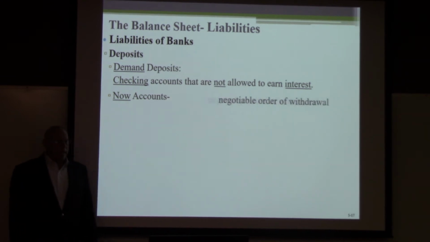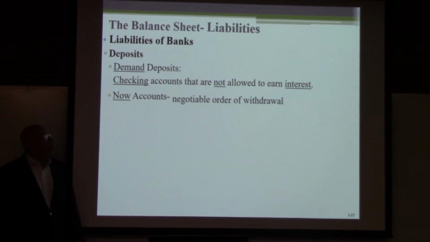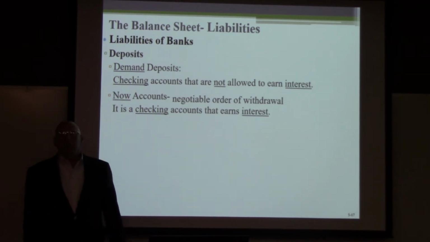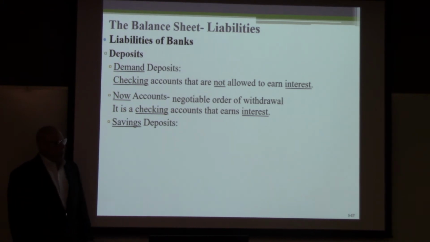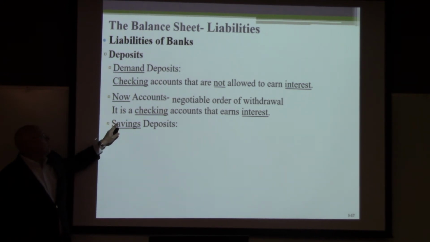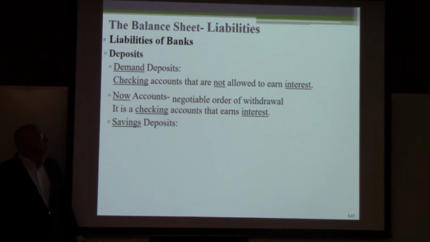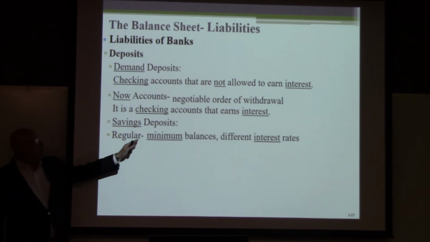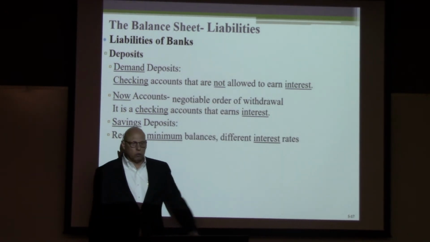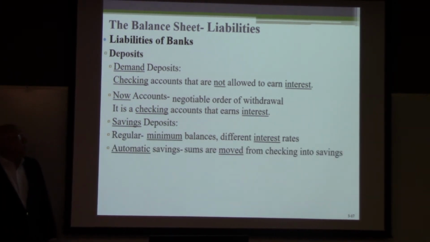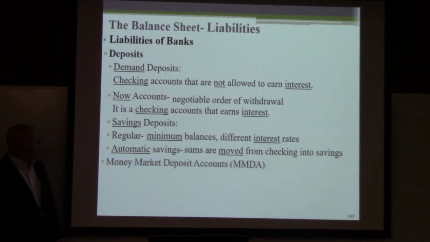Now NOW accounts, otherwise called negotiable order of withdrawal. These are checking accounts that earn interest. And again, these things had to evolve over 100 years or so in terms of regulations and laws. Then you have savings deposits. You have regular savings, and they have minimum balances and different interest rates depending on what kind of account it is. Then you have automatic savings, where sums are moved from checking into savings.